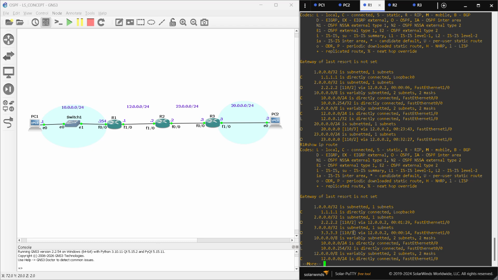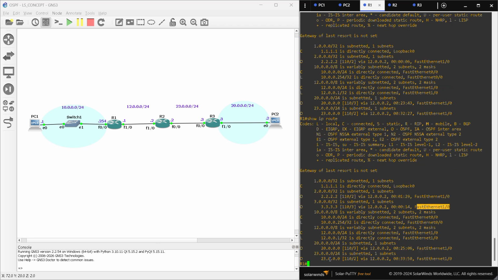Here the administrative distance is shown, and the cost is 3, which is the metric that we use in OSPF. It is learned via this network, at this time, and on this FastEthernet port. Now we'll do the final thing: check the connectivity from PC1 to all of the respective routers.